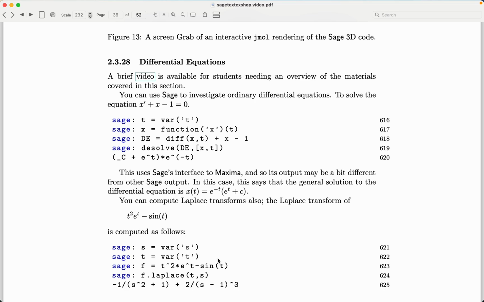Section, sort of like a basic introduction using Sage to solve a differential equation. It's an extensive field. A lot of stuff can be done with Sage, and we're just really scratching the surface here. Basically we're investigating a differential equation: the derivative of x with respect, let's say, to y, for example, plus x minus 1 equals 0.